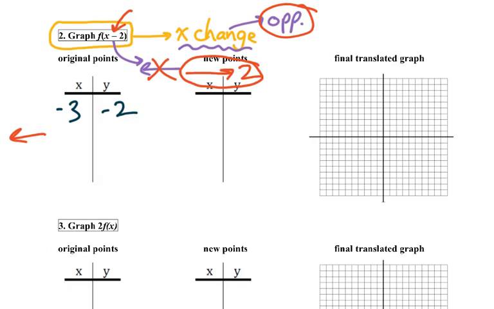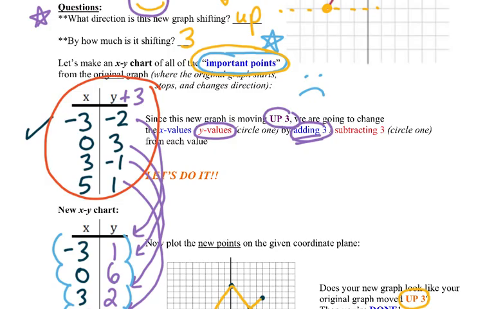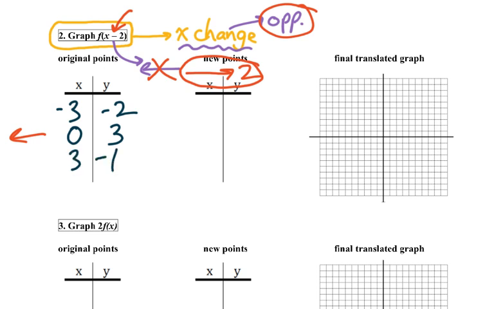That was 0, 3. Oops. And 3, -1. And 5, +1. Okay.